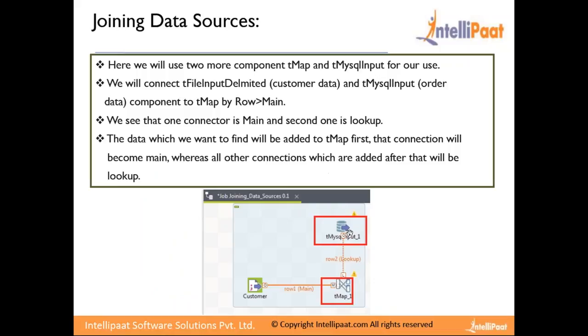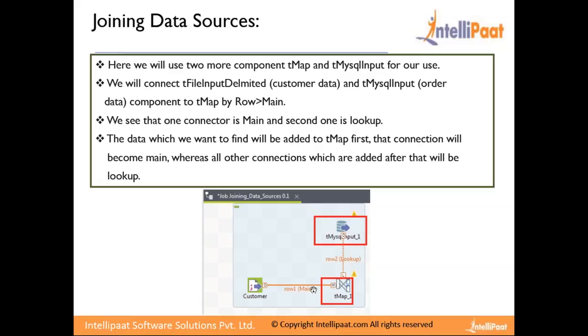And next we'll use DMySQL, as I am using my other data sources. SQL input, we can use the CSV file also, or any other file through which we can easily get the data. And then we will connect those two using TMAP.